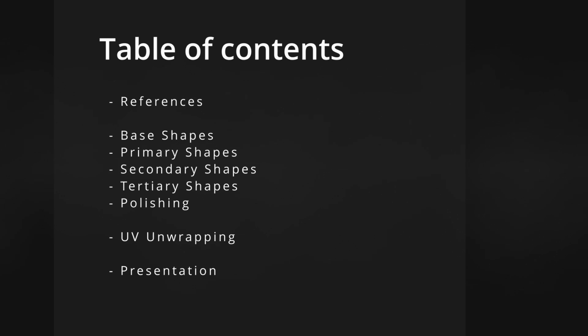We will start off with the references chapter, which will cover what makes a good reference, where to get references, and so on. From there we will immediately jump into the modeling process, which consists of 5 chapters. That being base shapes, primary shapes, secondary shapes, tertiary shapes, and polishing.